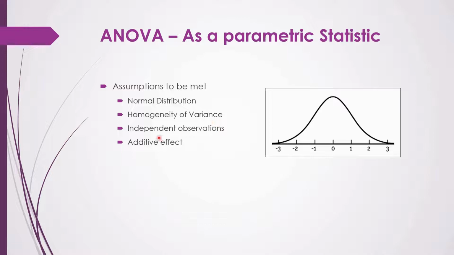The third assumption is that each observation must be independent of each other, or one observation is not dependent on the other. The fourth one is that if there are multiple factors affecting variance, then the combined effects should be additive in nature and not multiplicative. So if any of your statistics assumes all these 4 points, then we call it a parametric statistic.